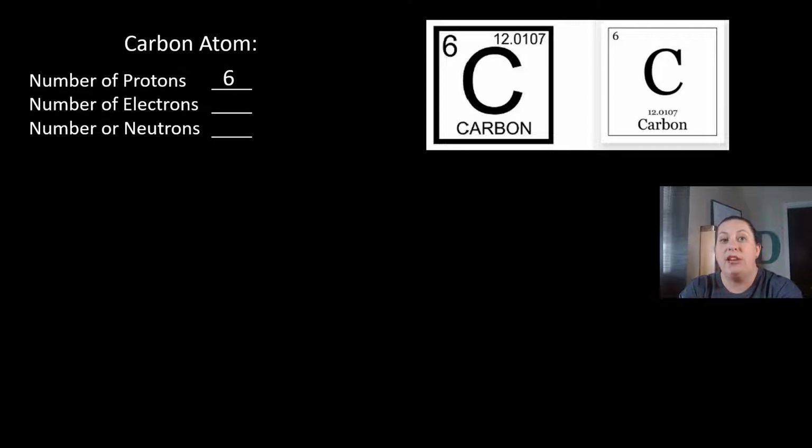So number of protons. If the atomic number is 6, there are 6 for carbon. What about the number of electrons? If I have 6 positives, I should also have how many negatives? I should have 6. And then the number of neutrons. How do I find that? Well, I take the atomic mass, which in this case is 12, and I subtract the 6 protons I have for 6 neutrons. So 12 minus 6. So based on this little box, you have quite a bit of information that you can pull from.